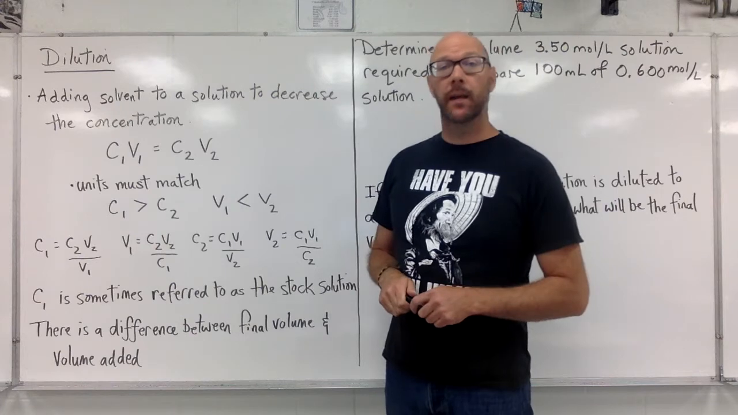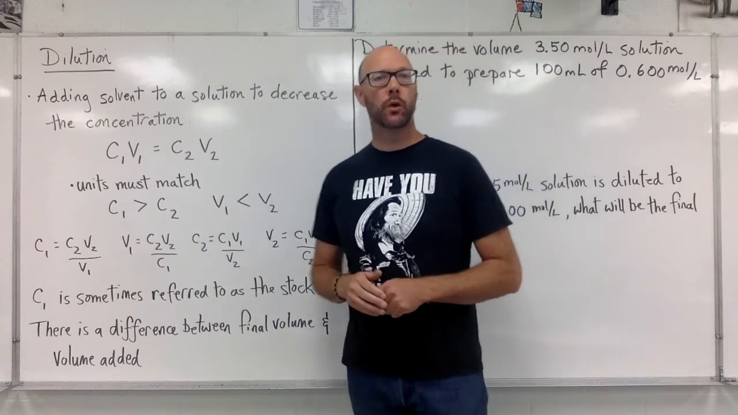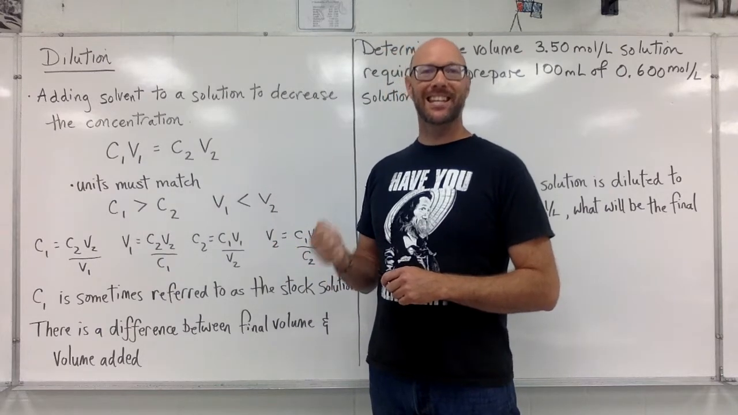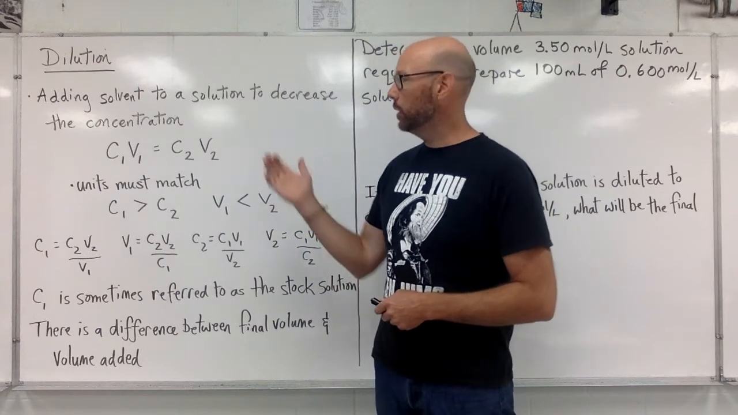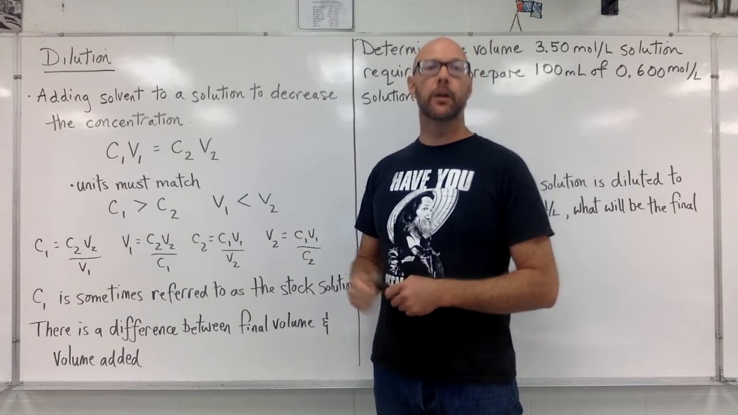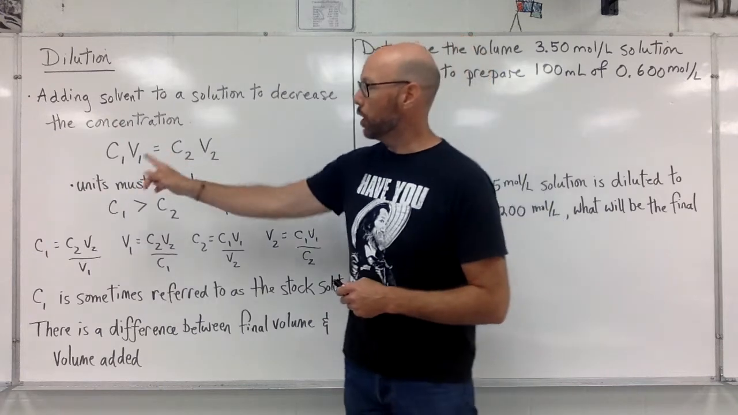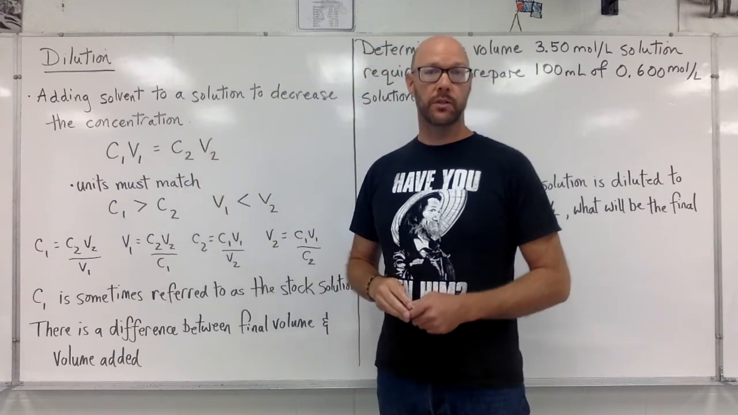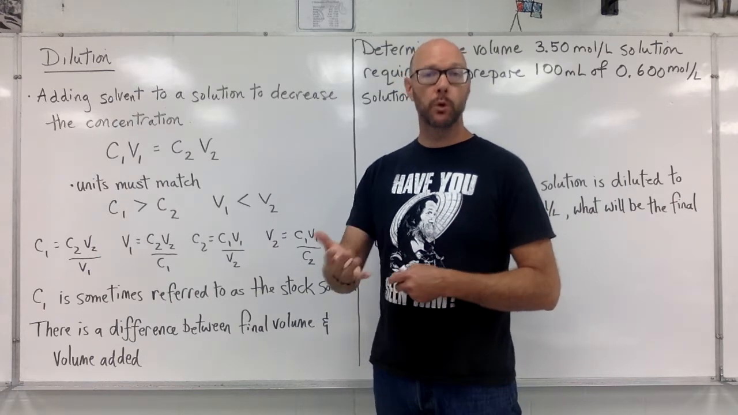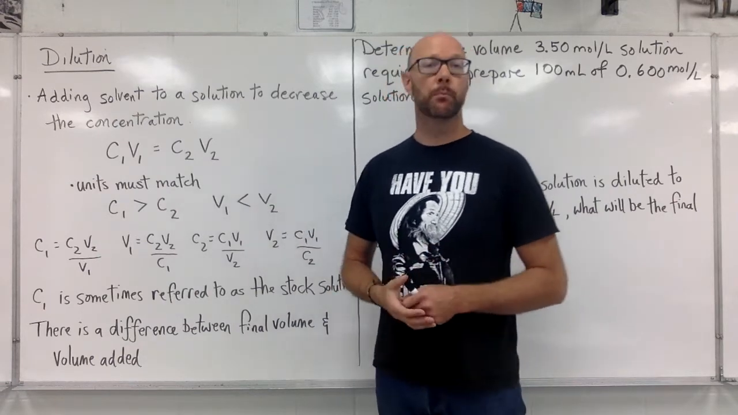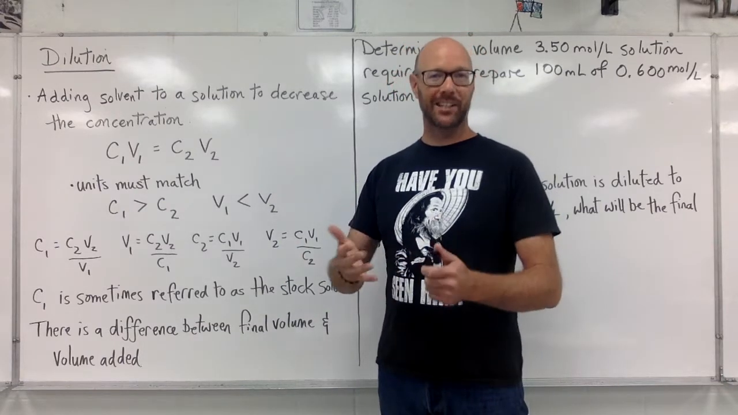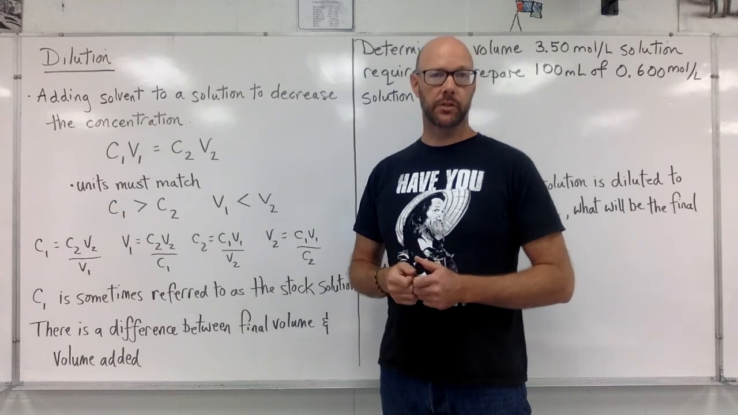It's C1V1 equals C2V2. This is the initial concentration multiplied by the initial volume. That's equal to the final concentration multiplied by the final volume. Here, the units must match. The two concentrations will have to be the same units. They could both be percent, they could both be parts per million, or most commonly, they're both going to be moles per liter. The same for the two volumes, they must match.